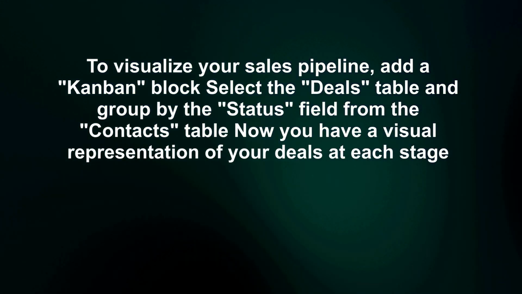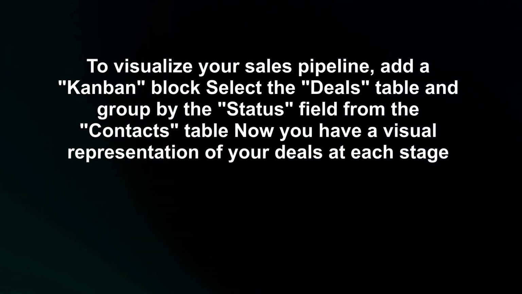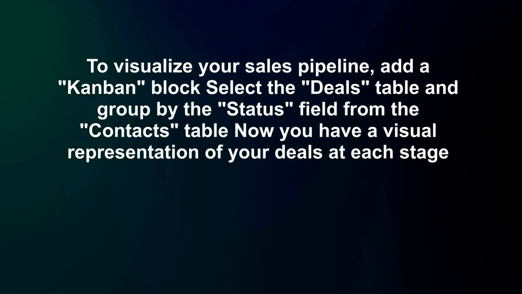To visualize your sales pipeline, add a Kanban block. Select the deals table and group by the status field from the contacts table. Now you have a visual representation of your deals at each stage.